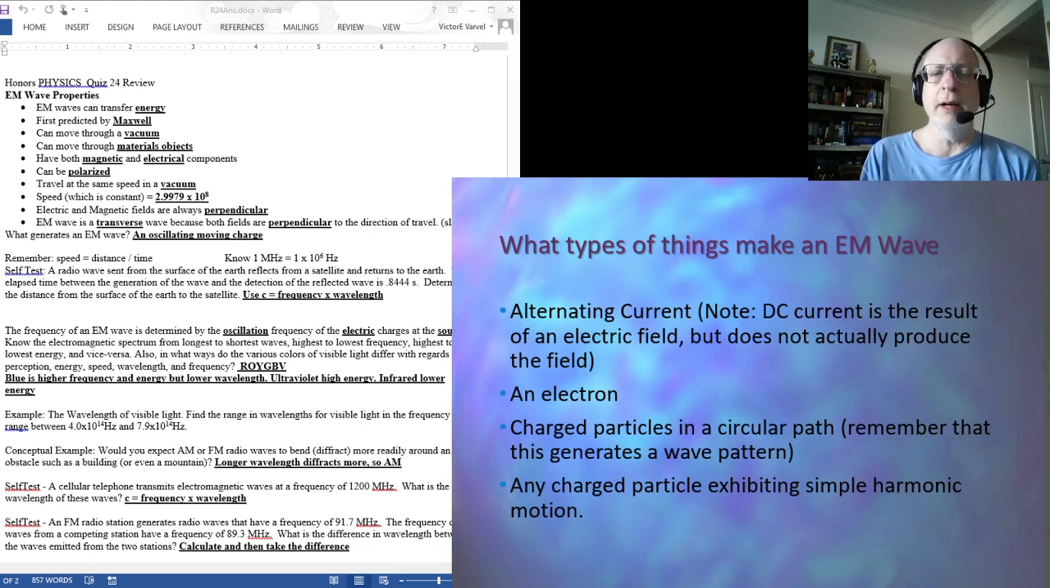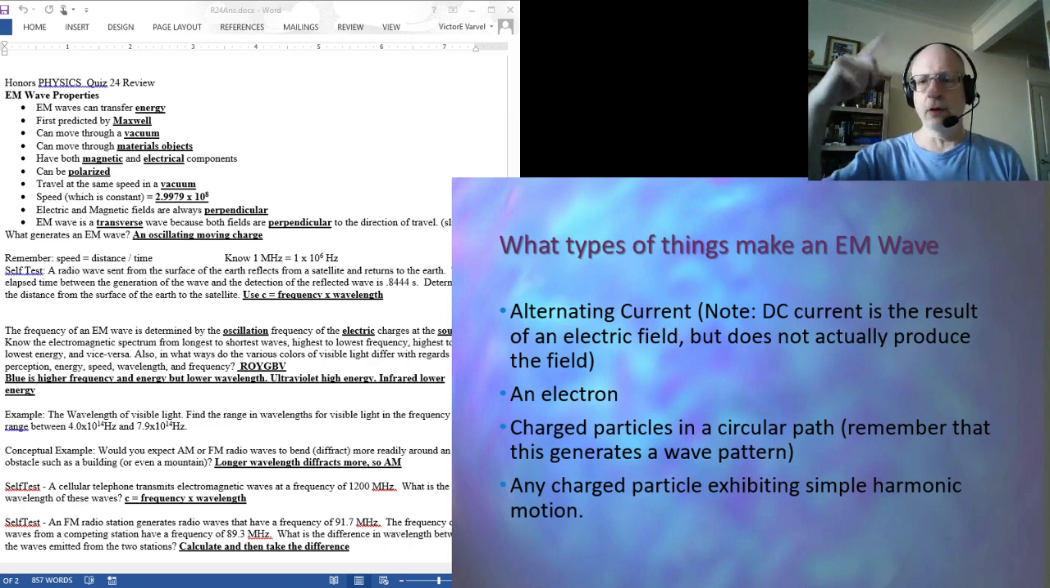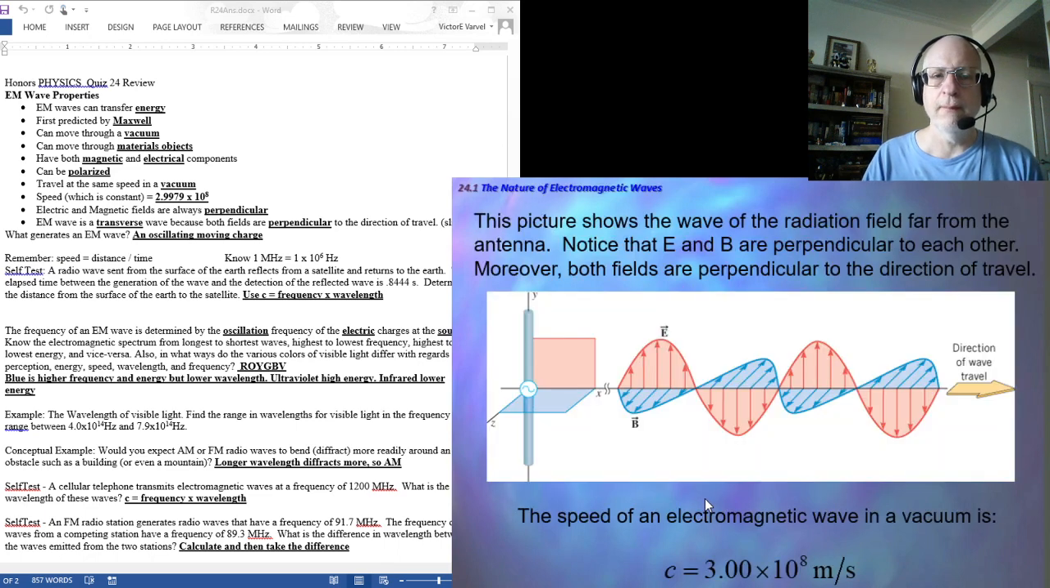Not super important here, but I just want you to understand that the key is that you need an alternating current. You need something that goes back and forth. An oscillation of some kind is what really does that. And that's why, like in a circular path, if I take a circle and turn it on its side, it looks like I'm going up and down. So a circular path will do that as well. So any charged particle exhibiting simple harmonic motion is really what you get down to.